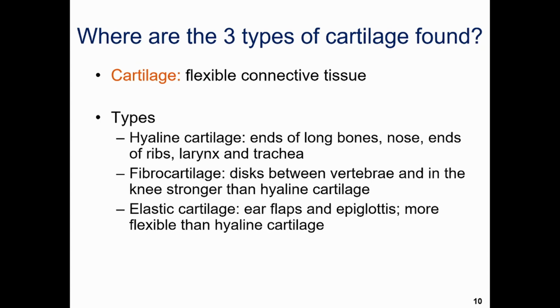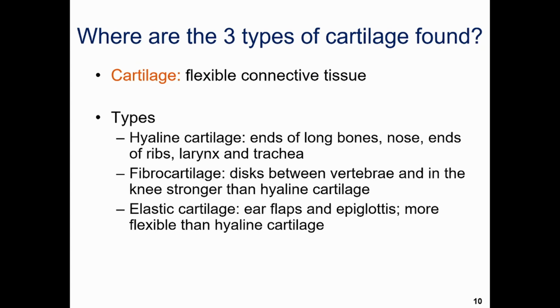Hyaline cartilage is found on the ends of the long bones, like we pointed out earlier. It's also what you find on the end of your nose, and also the ends of your ribs, in your trachea, in your larynx, so your voice box. And there's some flexibility to the hyaline cartilage, right? You can tell because you can kind of move your nose around. If you take your finger and put it on the end of your nose, you can push it from one side to the other. It can move a little bit, right? Not a ton, but it can move a little bit.